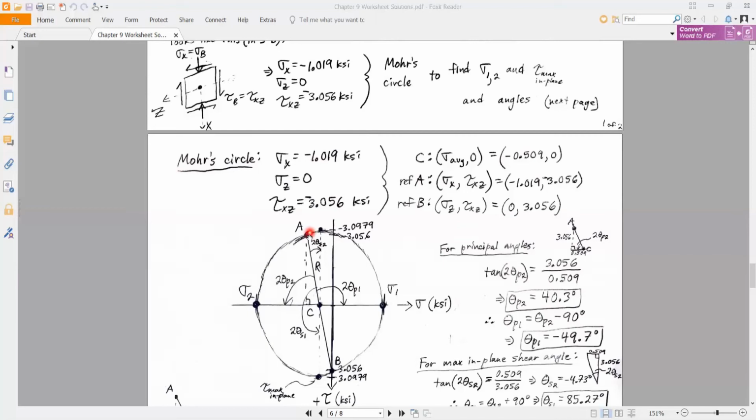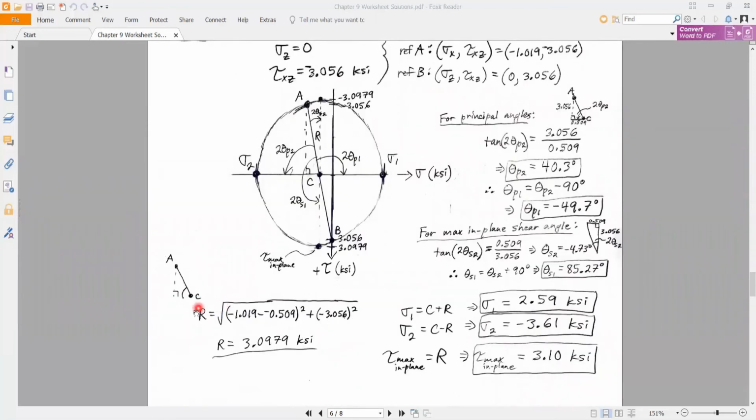From there we can find our radius from the square root of the sum of the squares of the legs of this right triangle. So it's going to be the negative 1.019 minus a negative 0.509 to get us the base of the right triangle. And then the height is our tau xy. Calculate that. Your radius is pretty close to your tau xy, because that's your dominant value under your radical. So your radius is 3.0979 ksi.